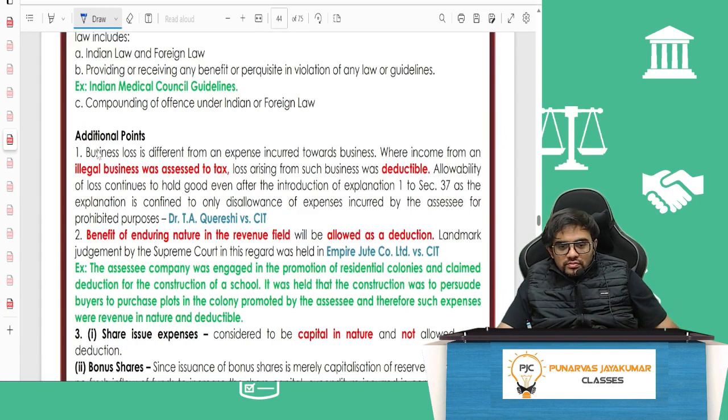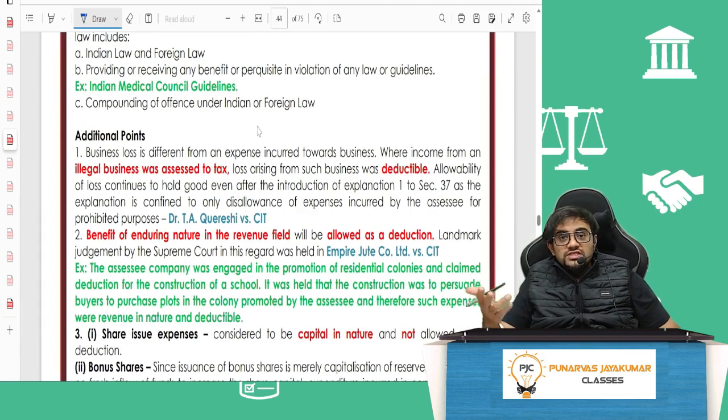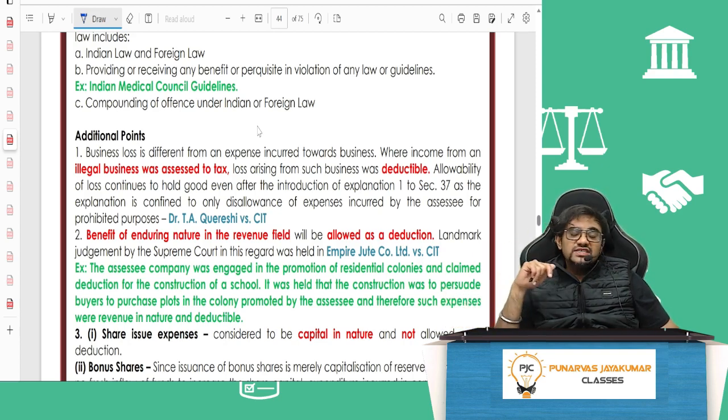So as I told you, business expenditure is not allowed if it's illegal. But what about business loss? So there was a case, T.A. Qureshi, as I told you, early morning, throughout the day, pharmacy. Evening, breathe easy. What breathe? Snort. Right? And income tax authorities came and seized the goods. Confiscated, not even seized. Seize means just take away the possession. Confiscation means taking the ownership. They have confiscated goods worth 1 crore.